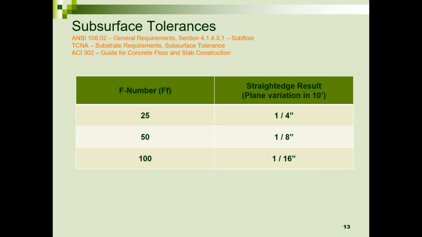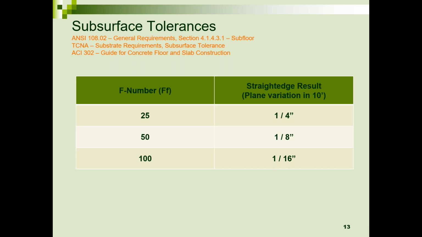FF numbers: on your typical commercial floor, if an FF flatness number is specified, it's around 25, 30, maybe 35, and that roughly correlates to about 1/4 inch in 10. These correlations between FF number and 1/4 inch, for example 25 to 1/4, have no direct industry correlation. These are best guesses, if you will. And to get 1/8 inch in 10, you need an FF number of 50.